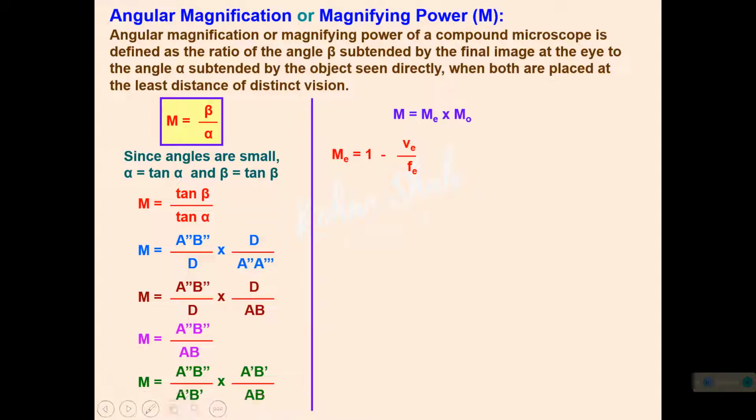But what is magnification due to eyepiece in the lens? In case of lens, we already know that it is 1 minus v upon f.